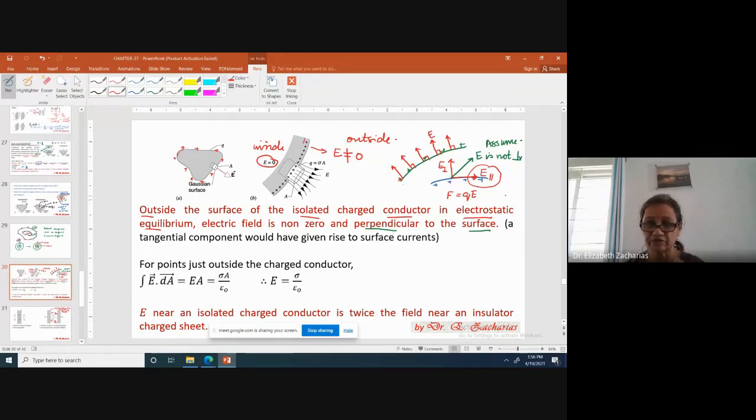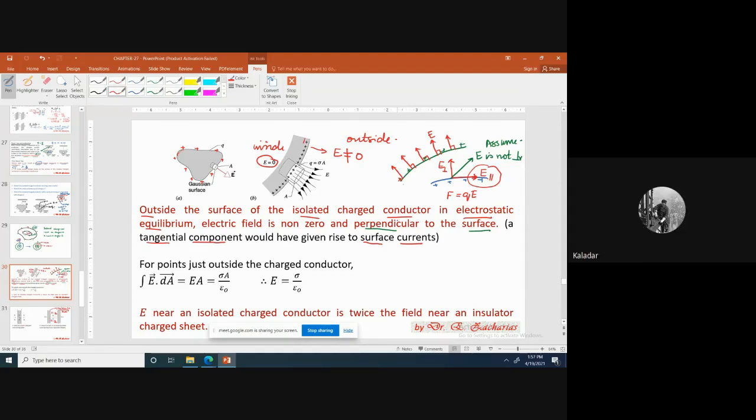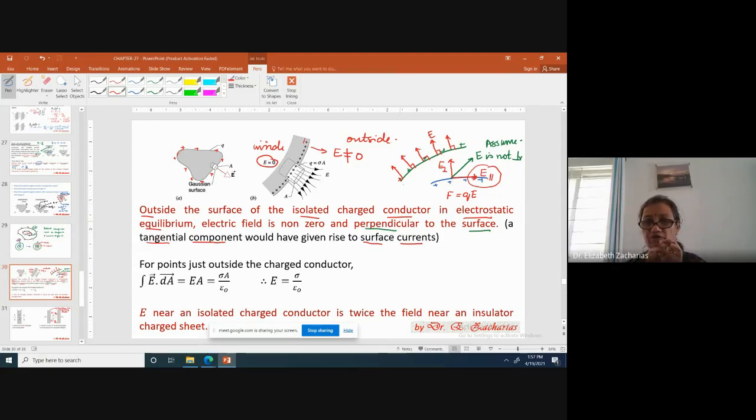Moving charge is current. But the absence of any such surface currents makes you conclude that no such parallel, or we may also call it tangential, component exists. So what do you conclude from that? All the electric field has to be perpendicular to the surface. This is the argument. You can just use logic and come to the conclusion that for any charged conductor isolated in electrostatic equilibrium, the electric field has to be perpendicular to the surface.